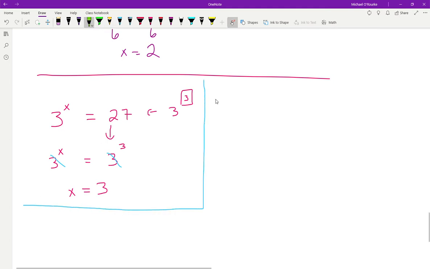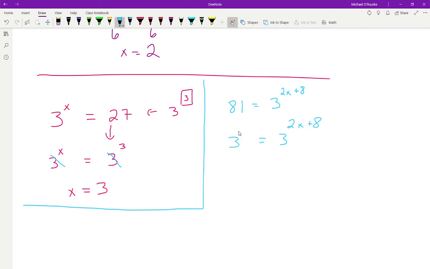So let's do another one here. And let's change it a little bit. So let's go with 81 equals 3 to the power of 2x plus 8. Okay. So here our base is the same right now? No. So we need to make the bases the same. Now we know the base is going to be 3 because this one's already 3.